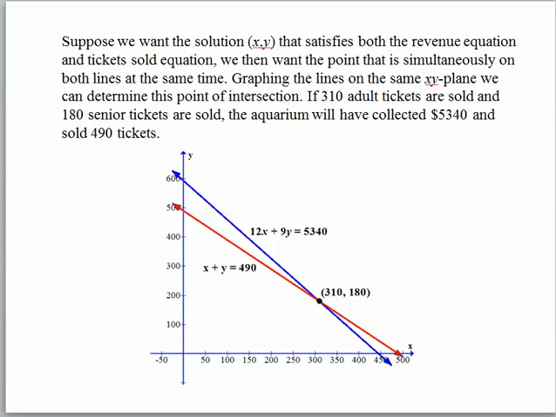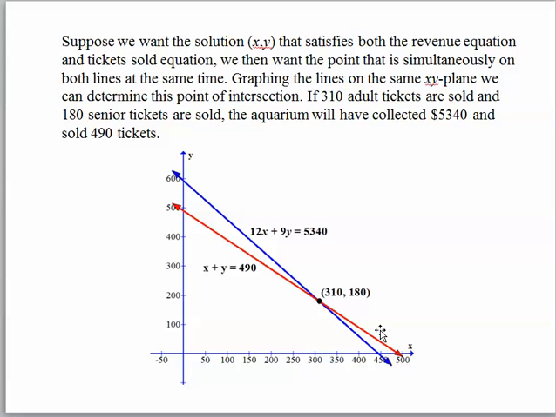Slide number 5. Suppose we want the solution X, Y that satisfies both the revenue equation and the tickets sold equation. Then we want the point that is simultaneously on both lines at the same time. Graphing the lines in the XY plane, we can determine this point of intersection. If 310 adult tickets are sold and 180 senior tickets are sold, the aquarium will have collected $5,340 and sold 490 total tickets.